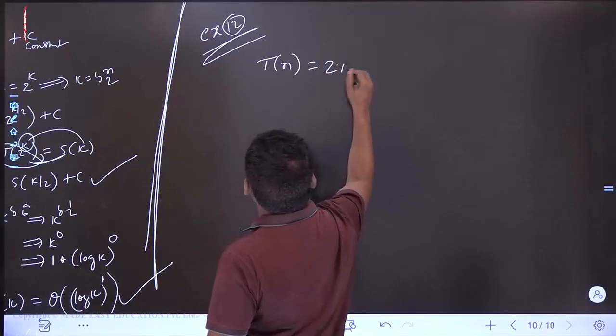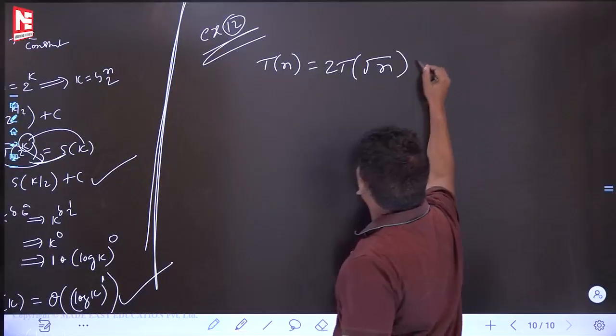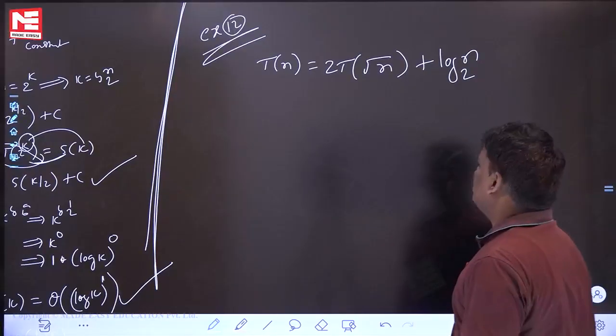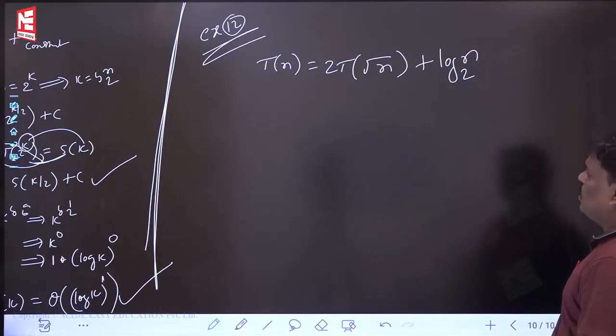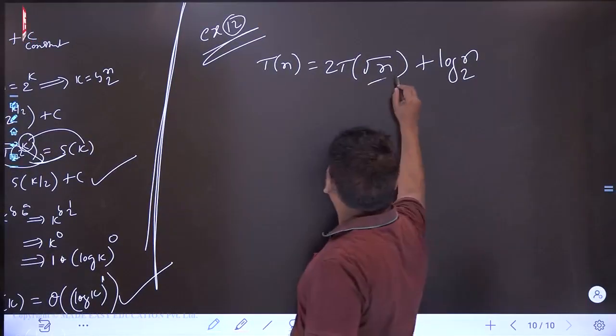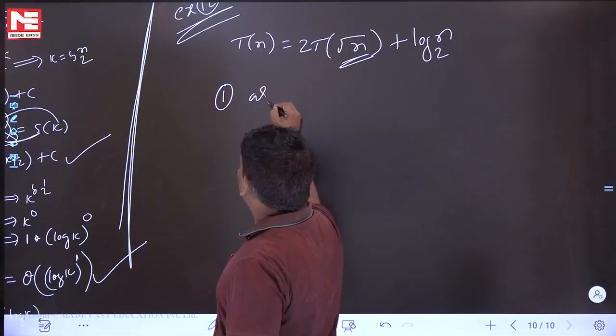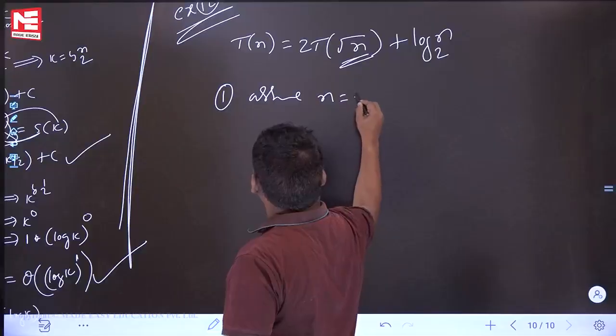T(n) is equal to 2T(root n) plus log n, any base. T(n) is equal to 2T(root n) plus log n base 2. There is a root operator there, and I want to apply the master theorem. Can you say the first step? Assume n is equal to 2 power k.